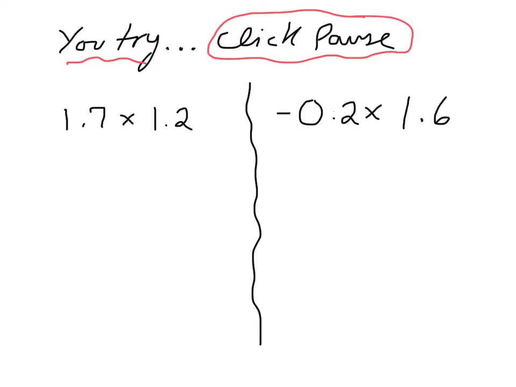So let's see how you did. 1.7 times 1.2. There's one place here and one place here. So I'm going to do a count in the end for 2 places. Move my decimal to the left 2 places. So 17 times 12.